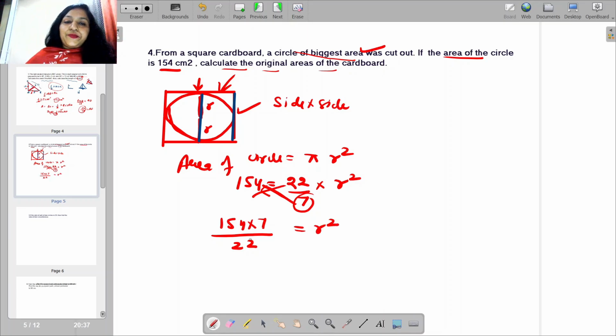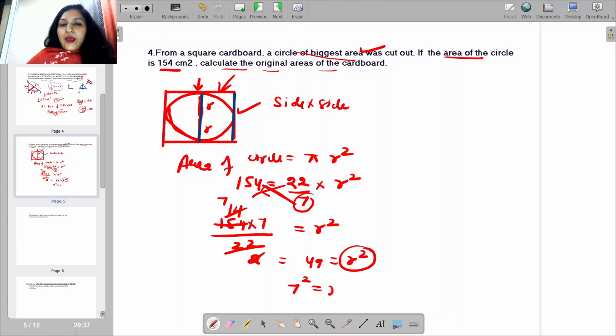Radius square. 11 into 2 is 22. 11 into 1, 11 into 4. Again, 2 into 7 is 14. अब हमारे पास आया 49 is equal to r square. कौन से नंबर का स्क्वायर 49 होता है? I can write 49 is 7 square which is equal to r square. तो रेडियस की वैल्यू क्या हुई? That is 7. अगर रेडियस 7 है तो डायमीटर कितना हुआ?